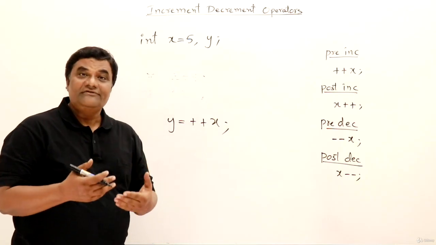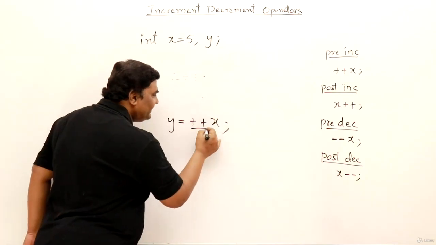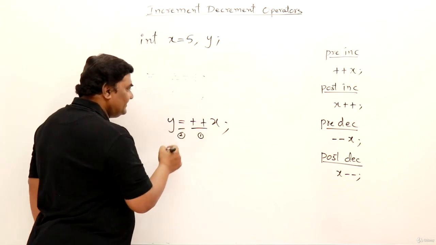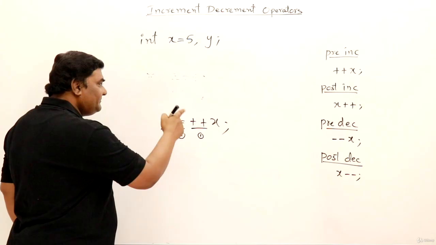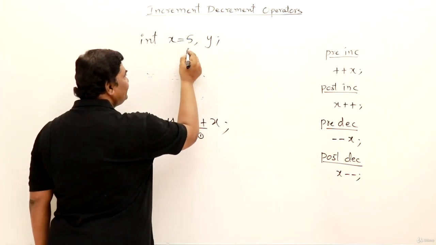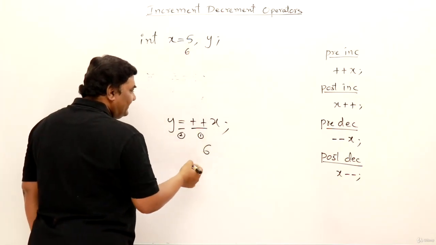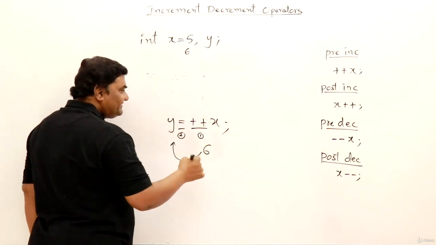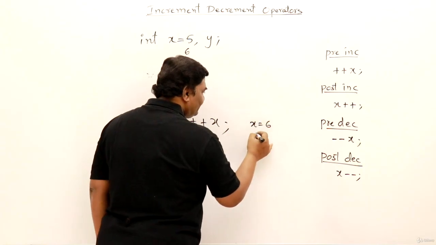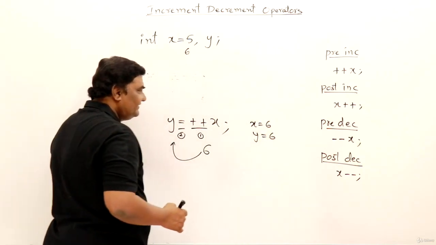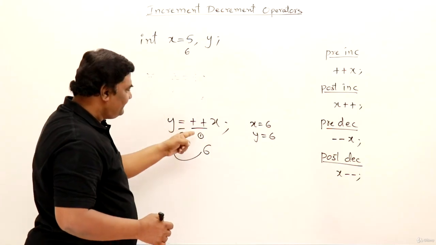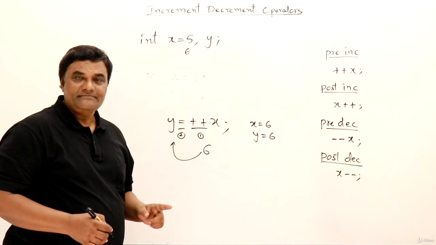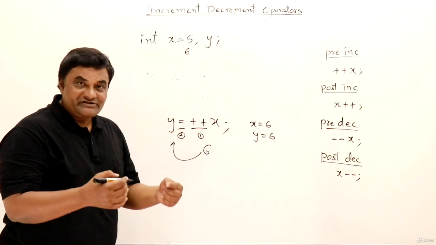So which has to be done first? First the increment has to be done, then second, the assignment has to be done. Increment is done means this x becomes 6, and 6 is stored in y. So after this, if you print the result, then x is also 6 and y is also 6. So this means first increment the value, then assign it to y. This is the meaning.